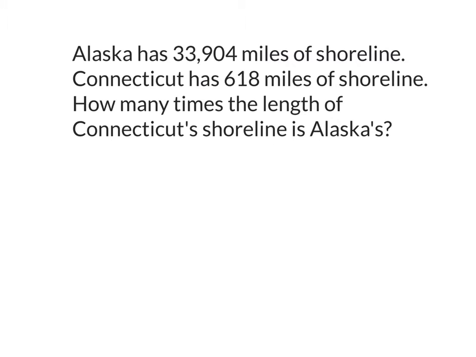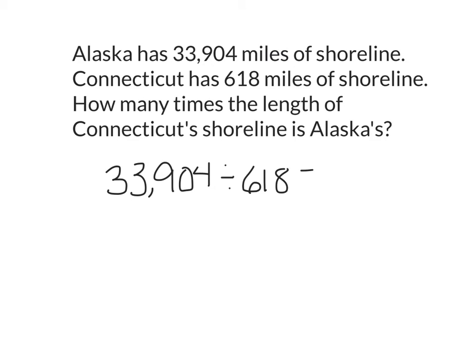Alaska has 33,904 miles of shoreline. Connecticut has 618 miles of shoreline. How many times the length of Connecticut's shoreline is Alaska's? So to find out how many times the length, we would divide 33,904 divided by 618, and that would be written out like this.